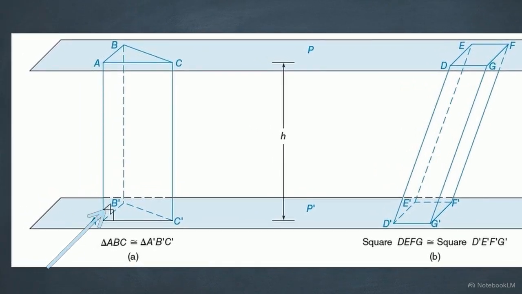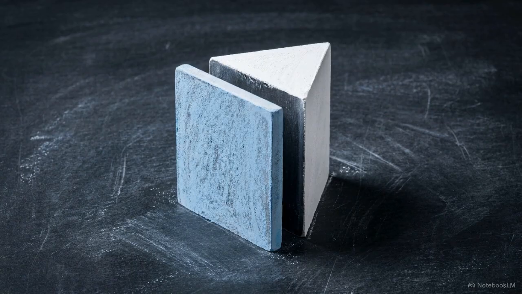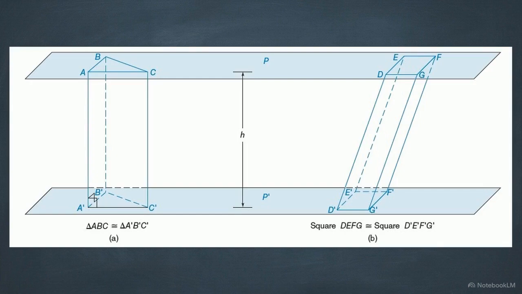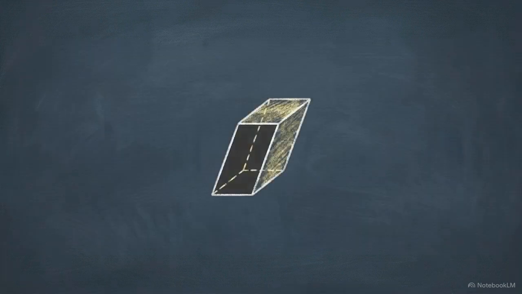Notice that its lateral edges drop down perfectly perpendicular to the edges of its base, meeting exactly at a 90-degree angle. Because of this strict perpendicularity, every lateral face on a right prism is mathematically guaranteed to be a perfect rectangle. On the right, we have an oblique prism. Here, the lateral edges are slanted, or oblique, relative to the base planes. This slant warps the lateral faces. They are no longer rectangles, but instead form parallelograms.